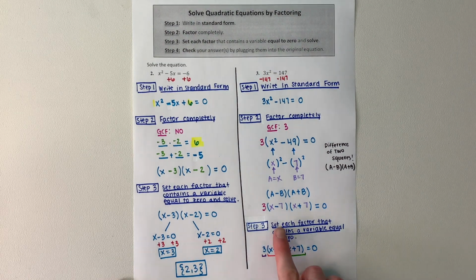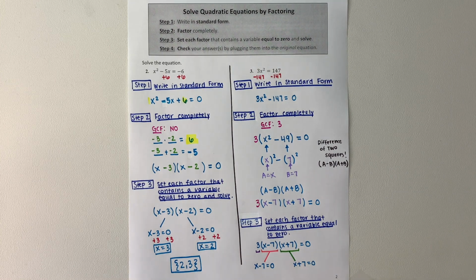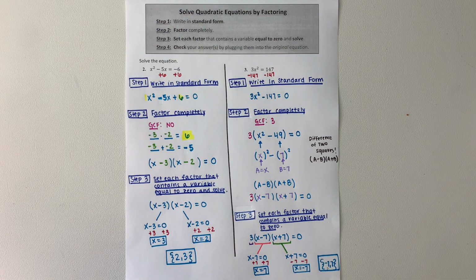Now notice the instructions say set each factor that contains a variable equal to 0. This factor here, 3, does not contain a variable, so we're not going to set it equal to 0. If we did, we would write the statement 3 equals 0, which is a false statement, meaning there is no solution here. So if one of your factors does not contain a variable, you do not have to set it equal to 0. So we'll write x minus 7 equal to 0, and we'll write x plus 7 equals 0. And now I'm going to proceed to solve these two equations. And we end up with two answers, x equals 7 and x equals negative 7.